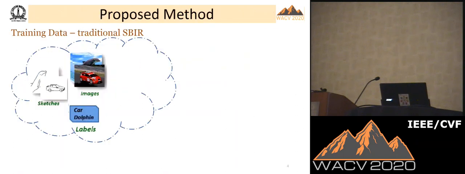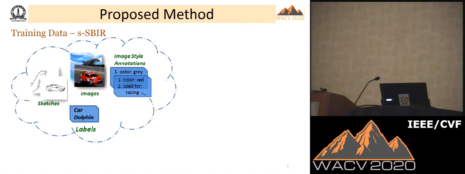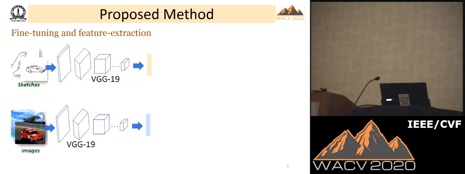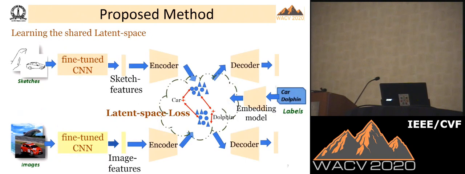Hence, in comparison to the traditional SBIR, where training data includes only sketch images and their labels, we require additional instance-wise style annotations for images. In the first step of the model, we fine-tune two VGG19 networks on sketch and image data separately and extract their features. These features are then passed through an autoencoder network where the encoded space is the shared latent space between both domains. This space is learned with the category level supervision of the samples.